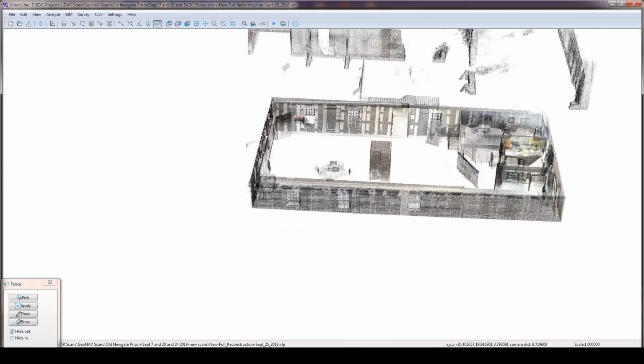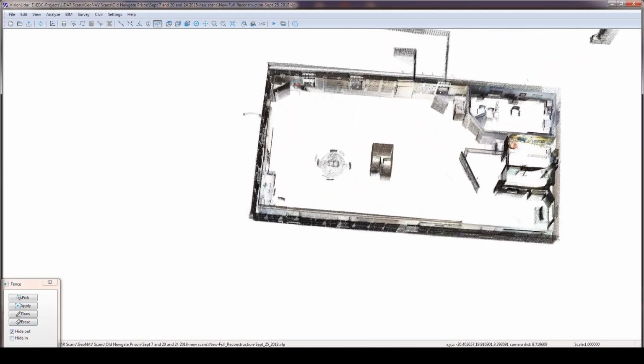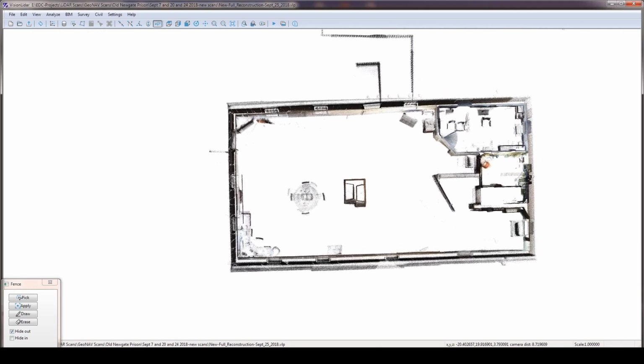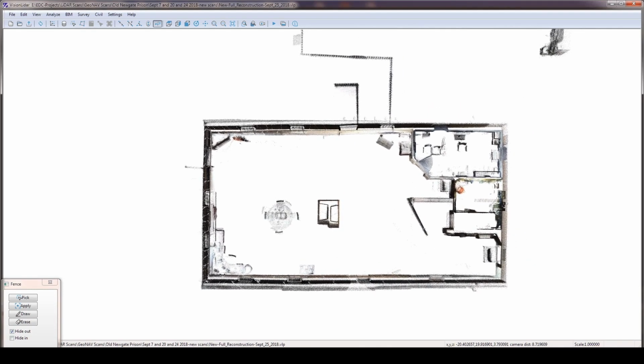So the trees here that you're looking through are on the outside wall of the prison. And as I said earlier, you can see through the entire point cloud, so it gets a little fuzzy. And that's why I use the fence command to isolate different areas. And so here's a floor plan of the building. And it really is that fast once you have it captured.